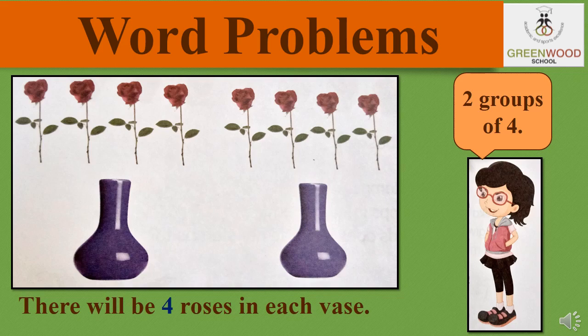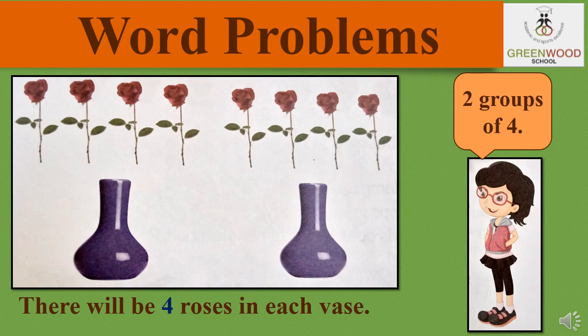So these two vases become two groups for us. So in each group, how many roses will we place? So there are 8 roses. So we need to divide these 8 roses into 2 equal parts. So for that, we will say the table of 2 and we'll stop when the answer comes 8.